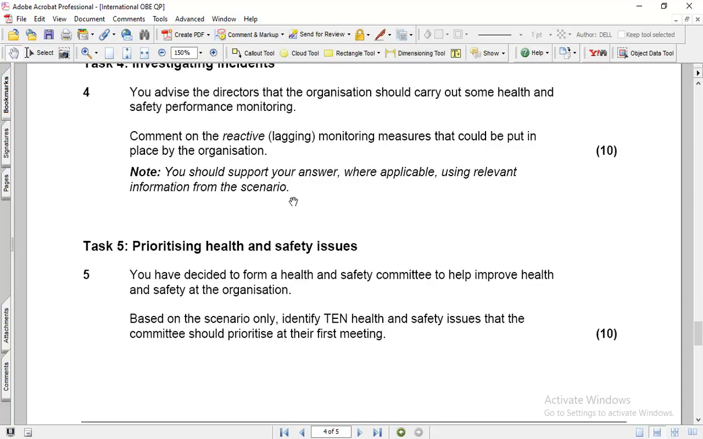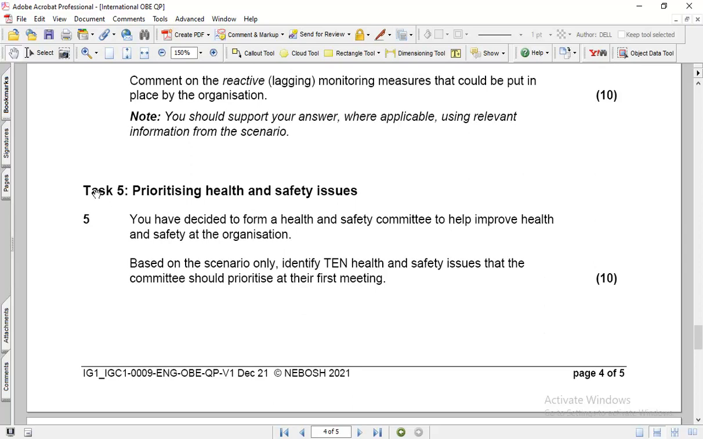Next, we will move towards task 5, prioritizing health and safety issues. You have decided to form a health and safety committee to help improve health and safety at the organization. Based on the scenario only, identify 10 health and safety issues that the committee should prioritize at their first meeting.